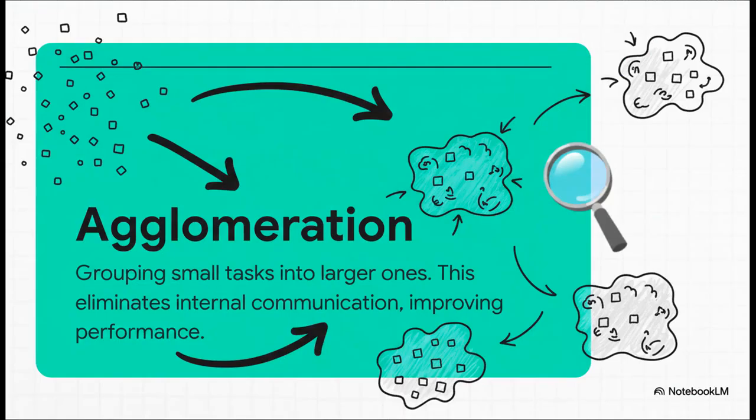The absolute key to this whole thing is a step called agglomeration. Now, I know it's a fancy word, but the idea behind it is simple and incredibly powerful. Instead of millions of tiny little pixel tasks, we're going to group them together into bigger chunks. So why does this work so well? Because now all the communication that happens inside one of these chunks happens locally on the same processor, and that is lightning fast. It's not clogging up the network trying to talk to other processors anymore.